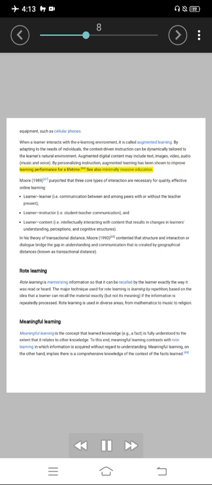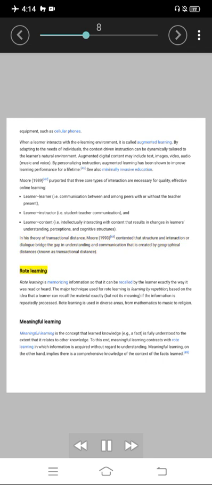Moore, 1989, purported that three core types of interaction are necessary for quality, effective online learning. Learner-learner, i.e. communication between and among peers with or without the teacher present. Learner-instructor, i.e. student-teacher communication, and learner-content, i.e. intellectually interacting with content that results in changes in learners' understanding, perceptions, and cognitive structures. In his theory of transactional distance, Moore, 1993, contended that structure and interaction or dialogue bridge the gap in understanding and communication that is created by geographical distances, known as transactional distance.